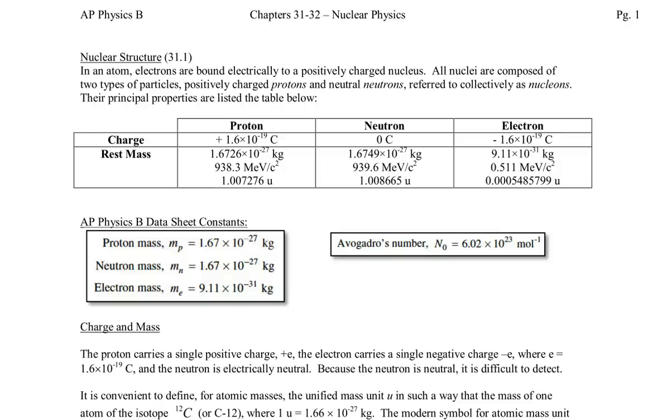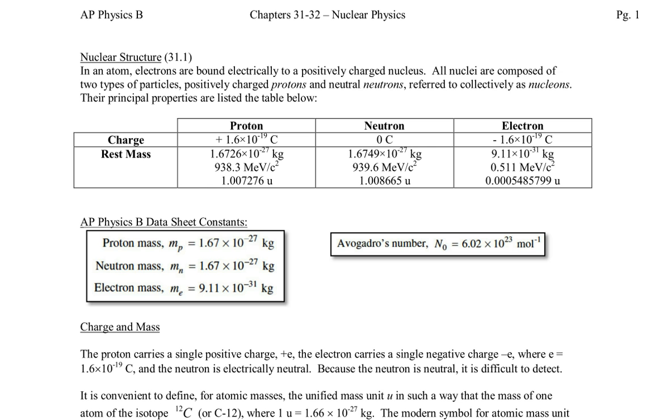Welcome to our last set of notes and videos in AP Physics B. In the last chapter we learned about the nature of the atom. We learned about the positively charged nucleus and the electrons orbiting around it. Now we're examining the nucleus and how it manifests itself into radioactive decay and nuclear reactions.